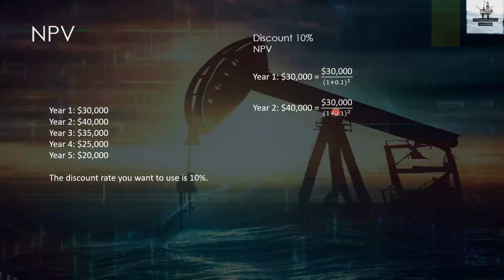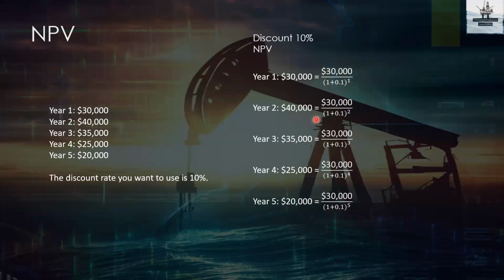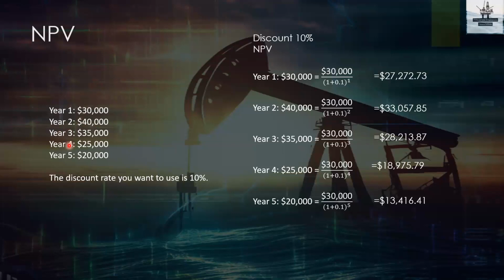So here it will be 40,000 by 1 plus. I have given all the values as 30,000, but it should be based on all these values. Then for the 30,000, the value is 27,272. For 40,000, I have to replace the value with 40,000. You are going to get the value as 33,057, and for 35,000 you will get 28, and for 25,000 it is 18, and for 20,000 that is 13.